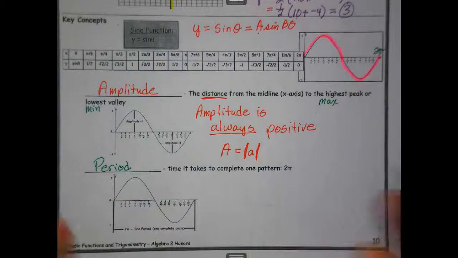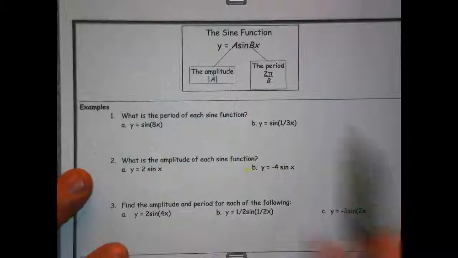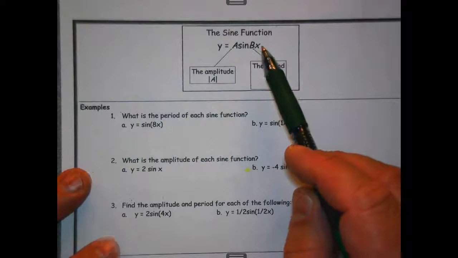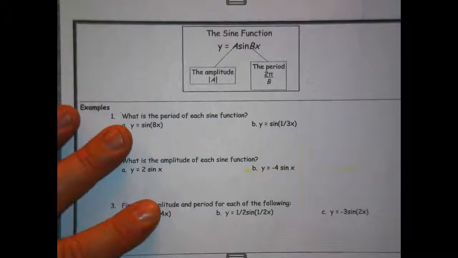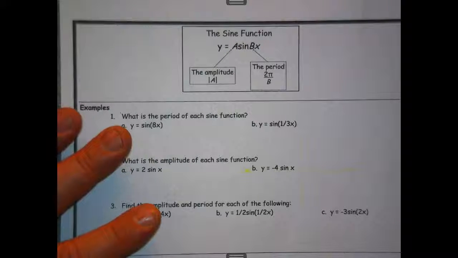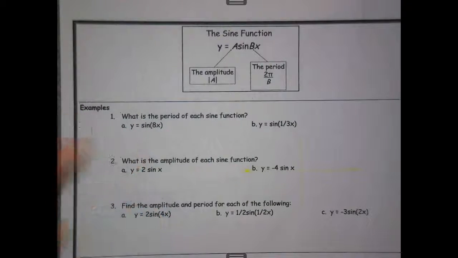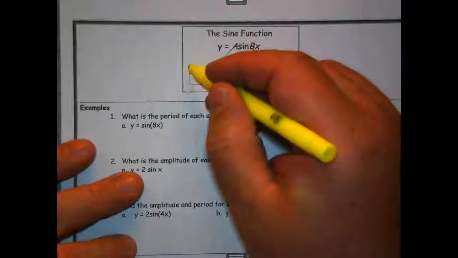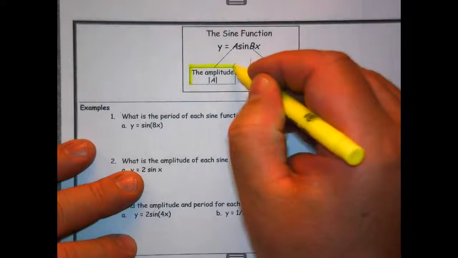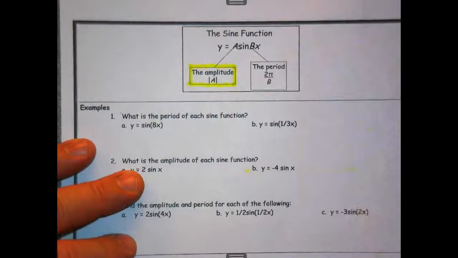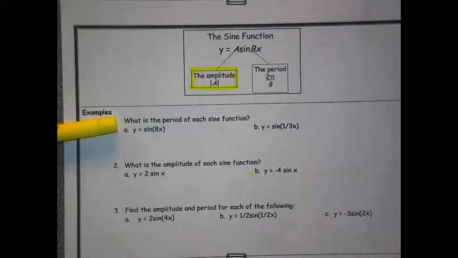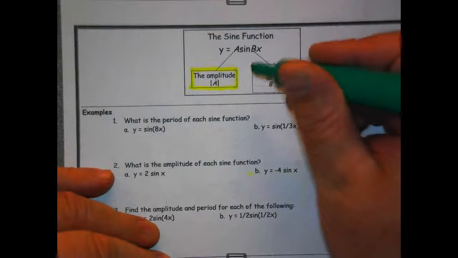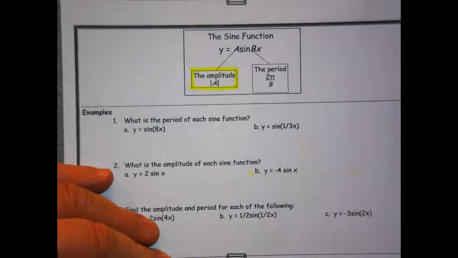Okay, so that's the graph part of it. The algebraic part is y equals a sine of bx. Now I use theta. I told you I would probably use theta because that's how I was taught. The amplitude we talked about already. The amplitude is the absolute value of a. The period is 2 pi divided by b, because we don't have the graph anymore to figure it out.